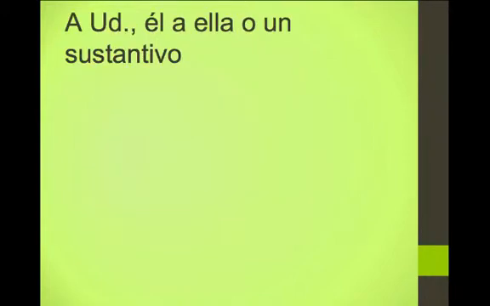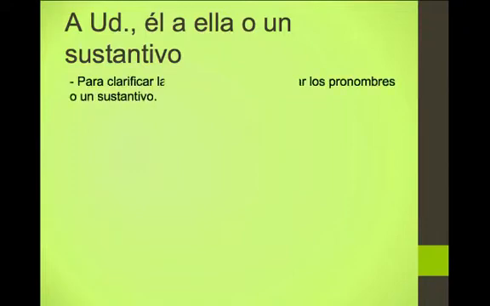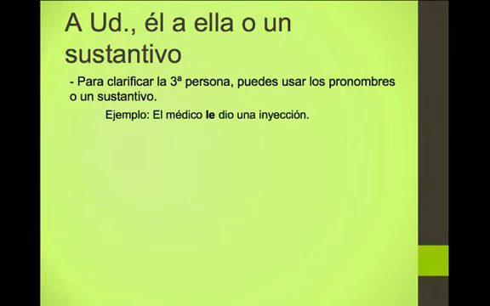So, instead of me, te, nos, os, when we're talking about usted or él or ella, or a noun as the indirect object of the sentence, it looks a little bit different because sometimes we have to clarify that third person, and so we have to use the pronouns or another noun at the end of the sentence to clarify. So for example, el médico le dio una inyección.